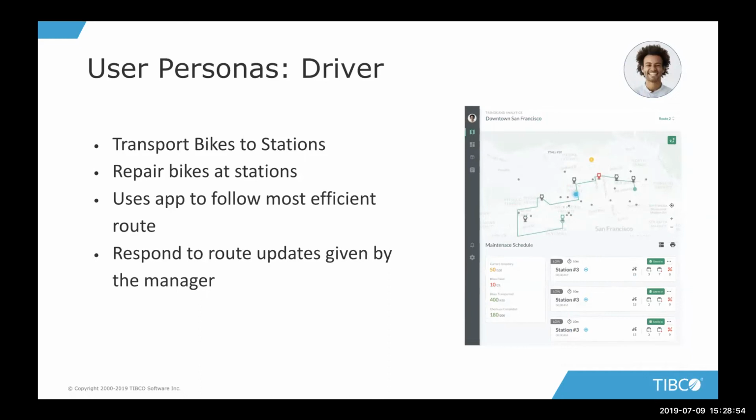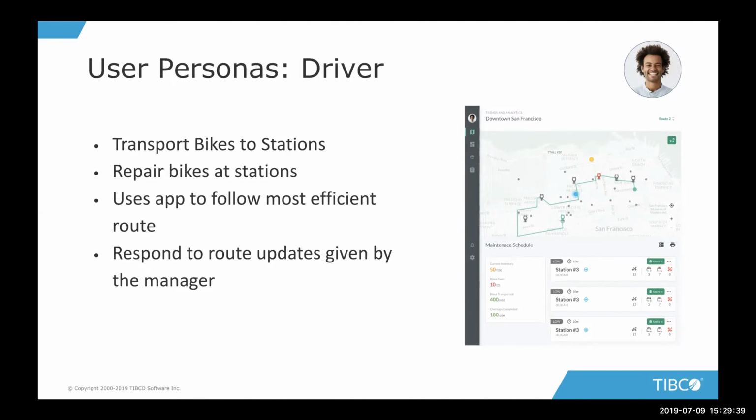And then the other user persona is the driver. The driver is basically the one that's going to transport the bikes around to the different stations, and also repair the bikes at the station, or take them to get repaired, take them basically out of the pool. They need to see on the map where they need to go, so they follow the most efficient route, because the manager can change the priority of that based on the urgency of the problems that he or she has identified. And so they need to go into the application and load it up, and then they'll see their map of the route they need to take, the most efficient route, and then respond to the updates.